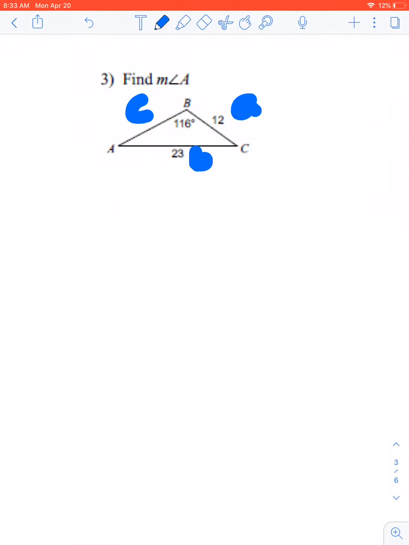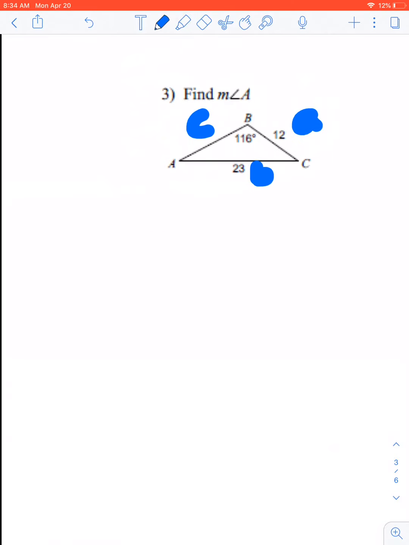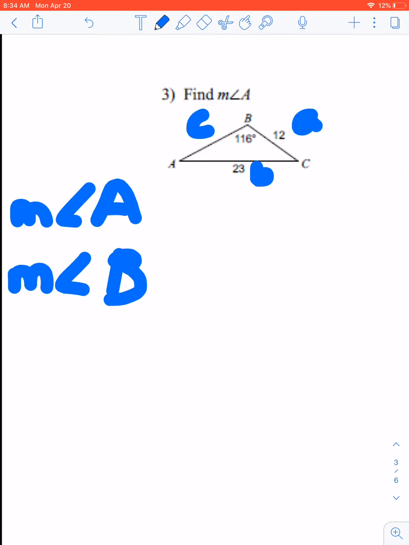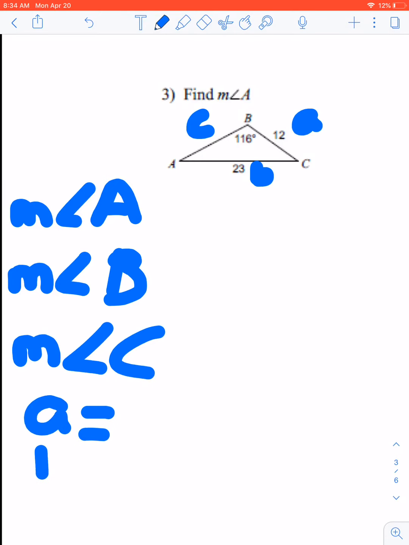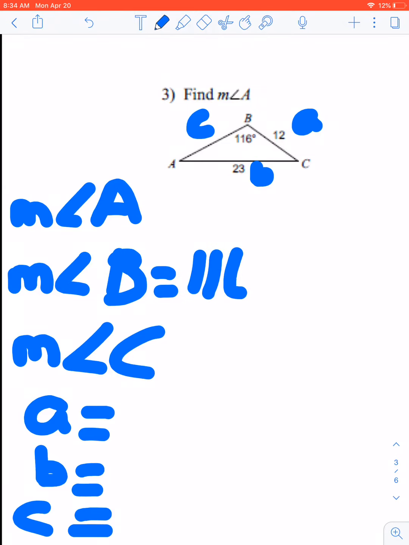So even though the directions say something different, I want to find the measurement of angle A, angle B, and angle C. I also want to find side A, side B, and side C. So let's see what they gave us. Well, they gave us that angle B was 116. Beautiful. So I know the other two angles have to be acute because a triangle has to equal 180. Then they gave me side A was 12. And then they gave me side B was 23.